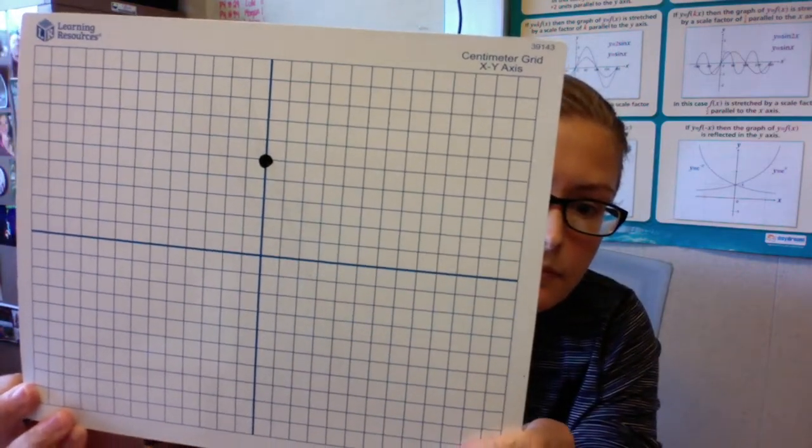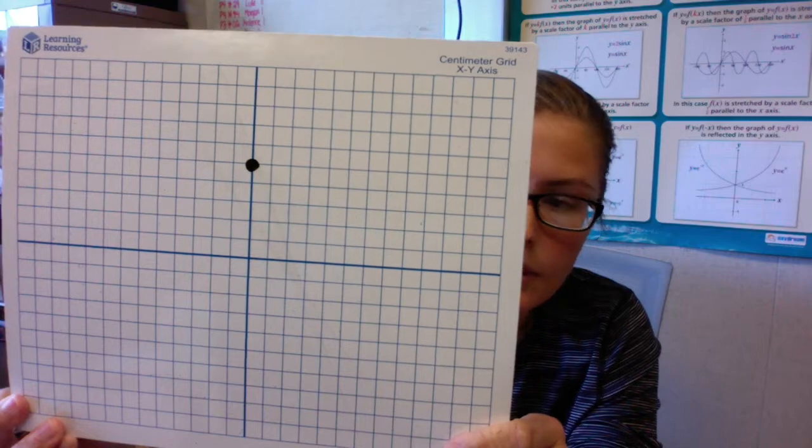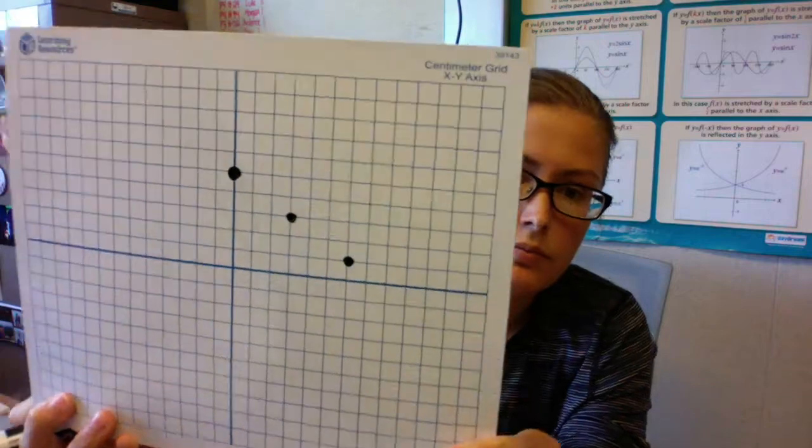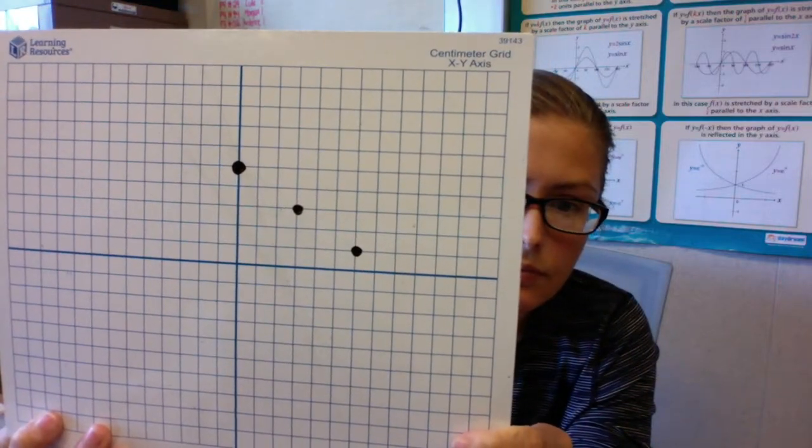So we're going to start at 5 on the y-axis. And then we're going to go down 2 to the right 3. And then connect our points.